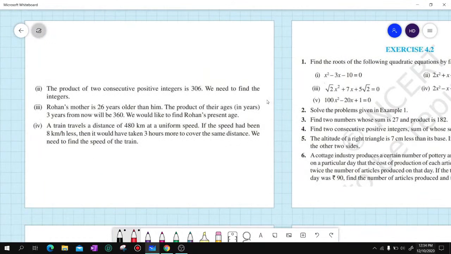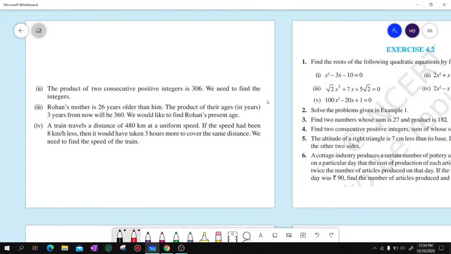Again, when you look, Rohan's mother question is important. And the product of two consecutive positive integers is 306; we need to find the integers. This is from quadratic equations. These two questions are important, and this one particularly is most repeated for 2 marks. Rohan's mother is also important for 2 marks. I am giving you the percentage for both questions: the chance of asking these questions is more than 85%.